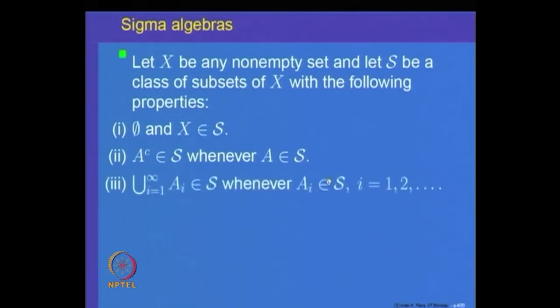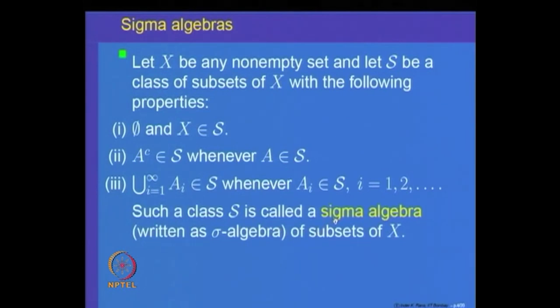The third property is the one which distinguishes it from an algebra. We want that whenever sets Ai are in S, i equal to 1, 2, 3 and so on, that means, whenever you take a countable collection of sets in S, their union, union i equal to 1 to infinity of Ai, also belongs to S. That means the collection S is closed under taking countable unions also. So, such a collection we are going to call a sigma algebra, sigma indicating that it is closed under a sequence of unions.